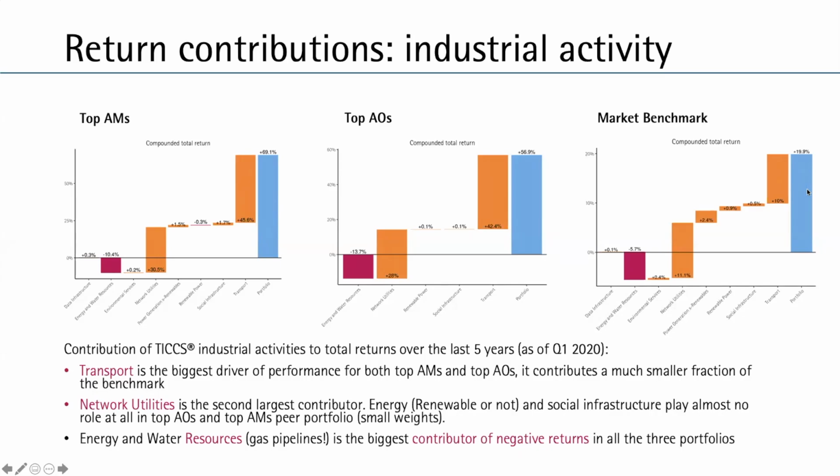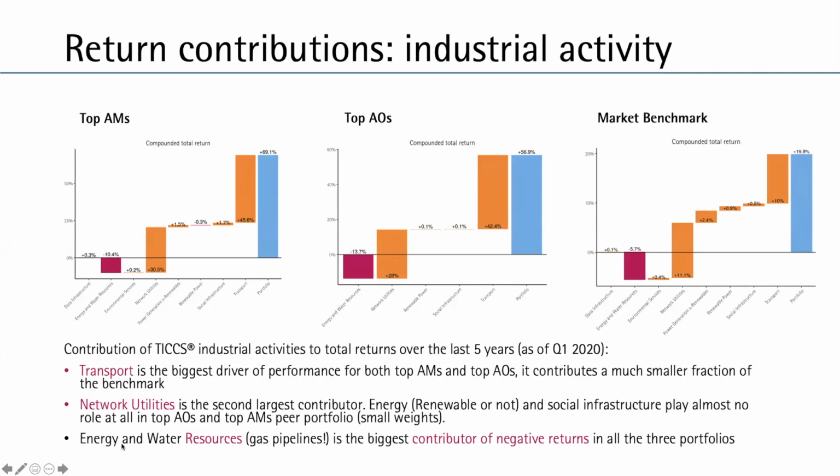Network utilities is the second largest contributor, and energy assets, both conventional as well as renewable, along with social, have very little contribution to the total return in the peer group portfolios, whereas there is substantial contribution in the market benchmark. This is owing to their smaller weights as well as lower returns than other assets.